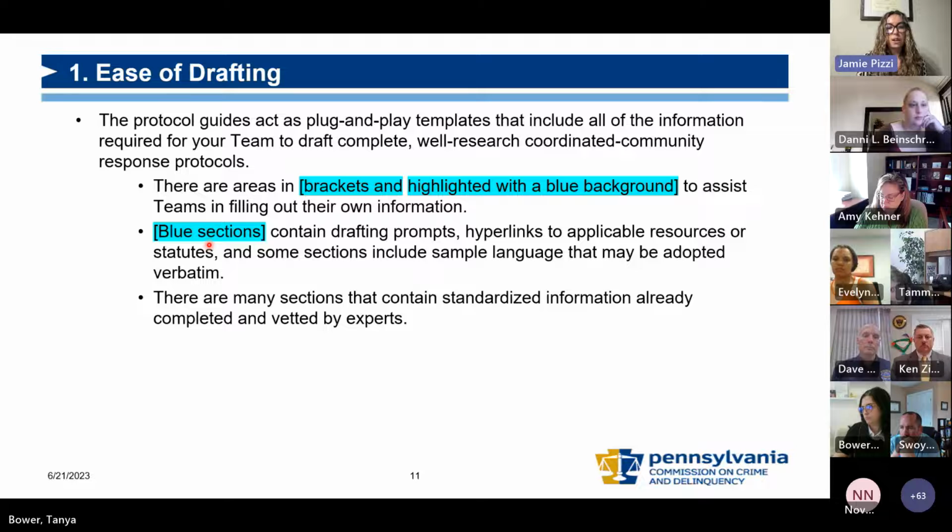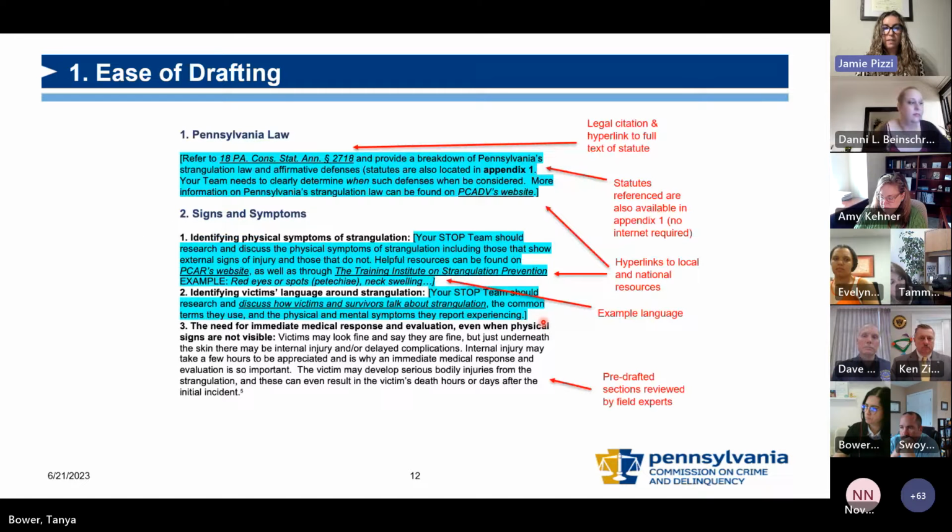There are also many sections that contain standardized information already completed and vetted by experts, such as the guide's confidentiality sections that were thoughtfully created by PCADV. Next slide, please. So here is an example taken directly out of the Domestic Violence Protocol Guide strangulation section. It does a good job of highlighting all of the helpful information included in the guides.